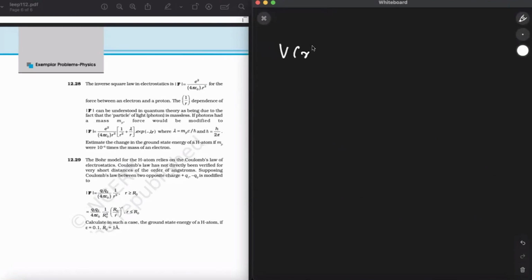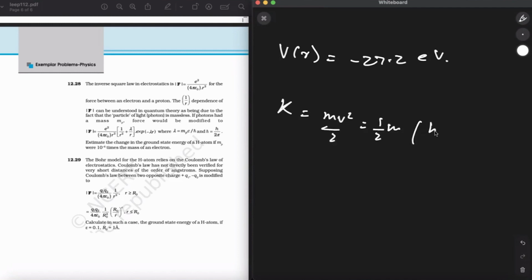So the potential V_R equal to minus 27.2 electron volt will remain unchanged. Now the kinetic energy K can be written as mv square by 2, that is half m (h upon m r) whole square. So it can be written as h square upon 2 m r square.